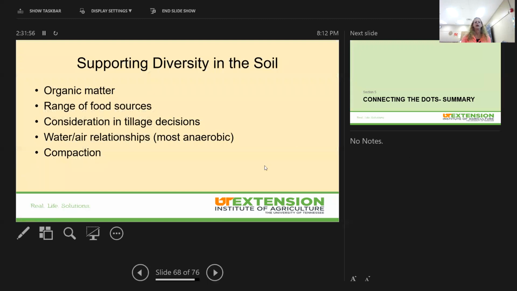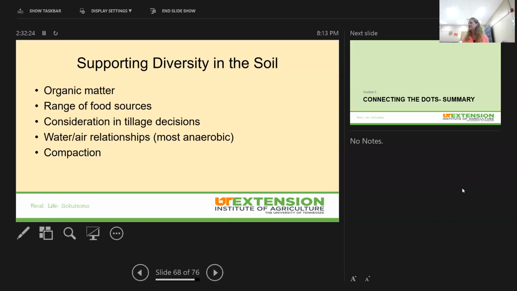And just supporting diversity in the soil. Again, that addition of organic matter, range of food sources, meaning put a diversity of plants. Try to stay away from a monoculture by rotating your crops every year. If you're planting trees, plant a diversity. Don't plant all of one tree. Plant different types.